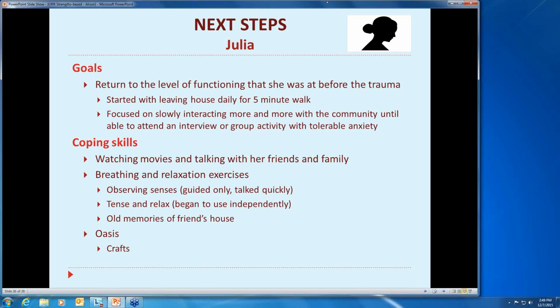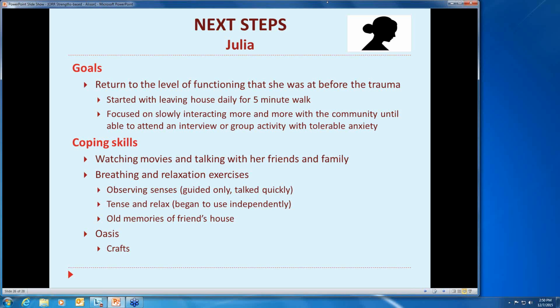And then we focused on slowly having her interact more and more with the community until she was able to attend an interview or a group activity with tolerable anxiety. So not that she wouldn't be anxious at all, but that she could tolerate it, and then in the future she won't have that same anxiety at all.